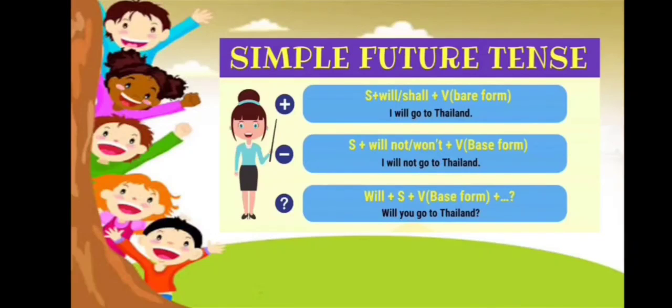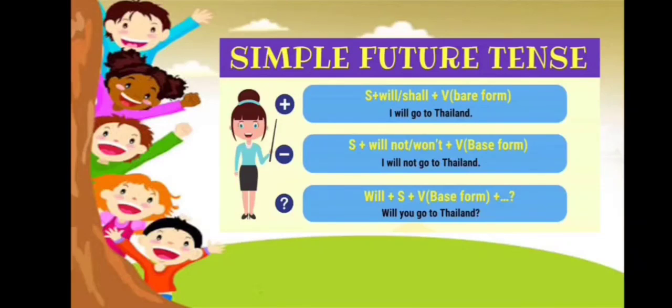For the negative sentences, subject comes first, then comes will not or won't, which is followed by verb in its first form. For example, I will not go to Thailand.